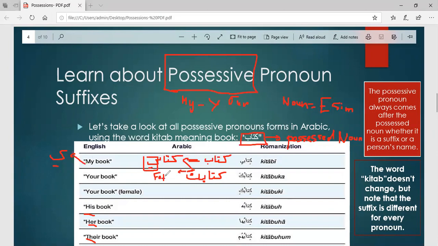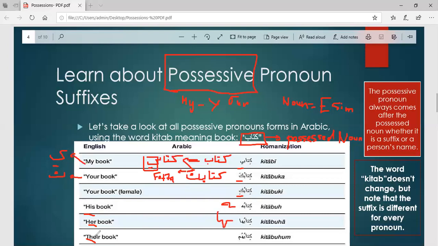Okay, fatha. Kitabuka, your book. So your is here. The possessive pronoun as a suffix here is ka. If you're talking about a female, you use kitabuki. So these that I'm underlining are the possessive pronouns. His book, we know this. Like ism, ismu, kitabuhu. This is the possessive pronoun here. Her book, kitabuha, it's like the vibration of the wave.